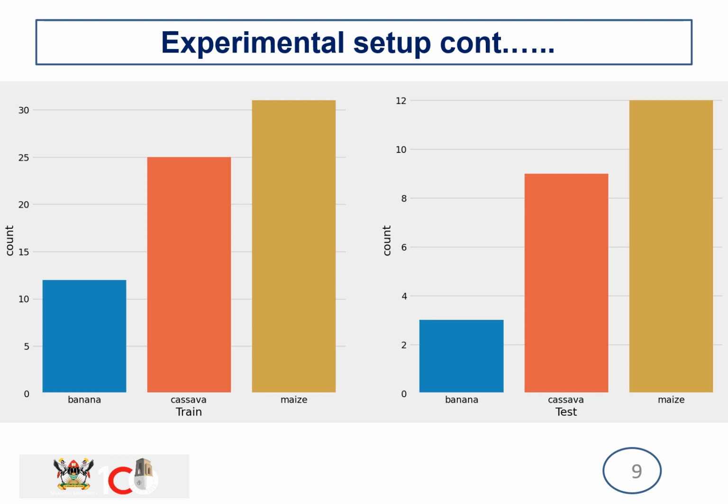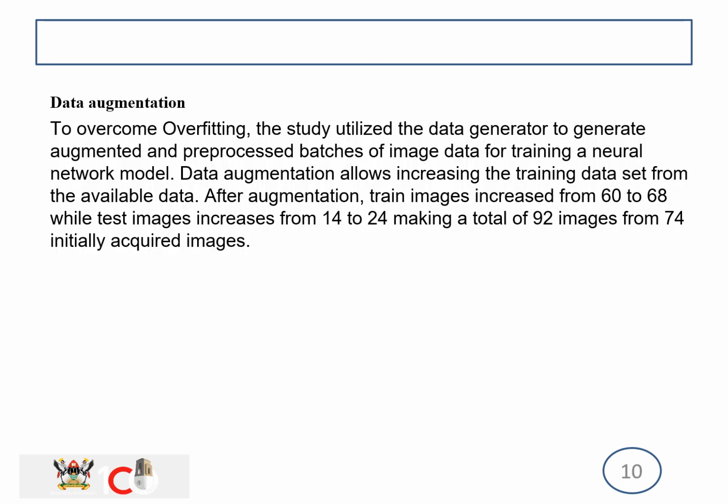Looking at the three classes of the crops, maize in the train set has the highest number of images, cassava the second highest, and banana the lowest count. Also, in the testing part of the classes, maize still had the highest, cassava the second highest, and banana the lowest.